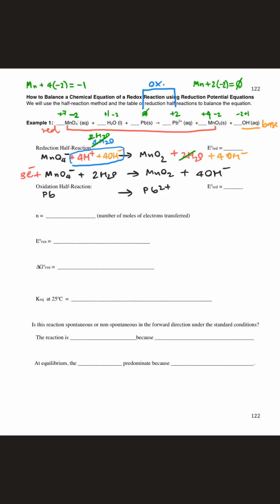Next, let's take a look at lead to lead 2 plus. Again, balance the number of elements first before you balance the charge. Balancing the number of elements going from lead to lead 2 plus, there is 1 lead on each side, that's good. Next, we are going to look at the charge. It's going from lead 0 to lead 2 plus. In order to make the charge equal, you will need to add 2 electrons on the other side to make the overall charge 0, which is going to equal that.